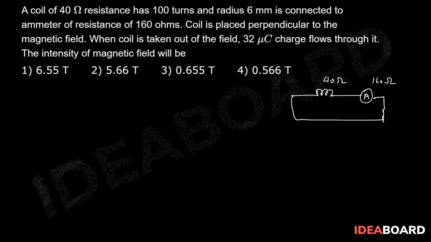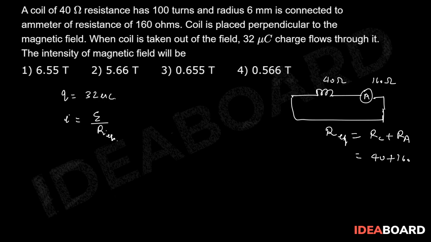now we need to find out the charge flown, because in the question this charge is provided as 32 microcoulomb. So first of all, understand what is the current induced. Current induced will be E divided by R. That R will be R equivalent. Because an ammeter is used, R equivalent will be R coil plus R ammeter, which will give you 40 plus 160, 200 ohms.